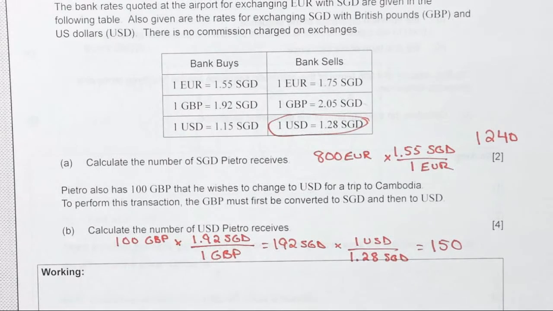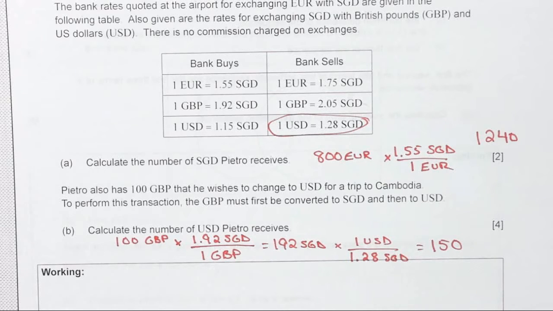So, since he's in Singapore, and he's bringing them foreign currency, they are buying his foreign currency. If he had Singapore dollars and wanted foreign currency, they're selling it to him. Does that help a little bit with that? I know those are really confusing.